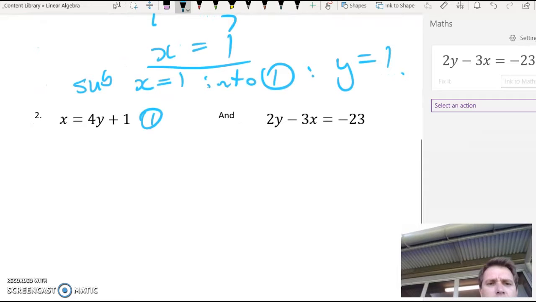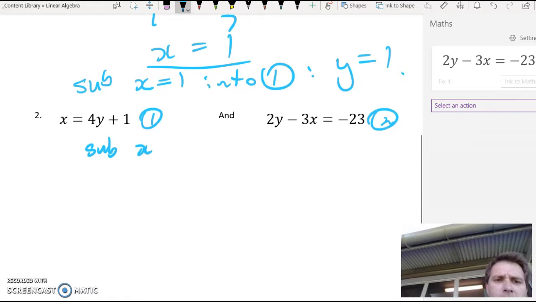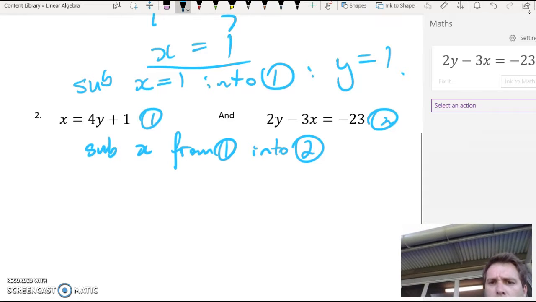Alright, so if we want to solve for the second one, let's call this equation 1 and this one equation 2. Again we're going to do substitution. So we're going to sub x from equation 1 into equation 2. We're going to rewrite equation 2, but where we see x in equation 2, instead of writing x, we're going to write 4y plus 1.